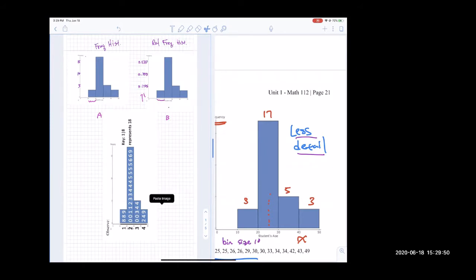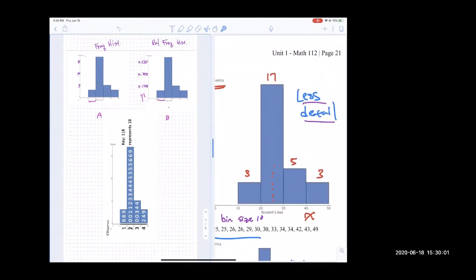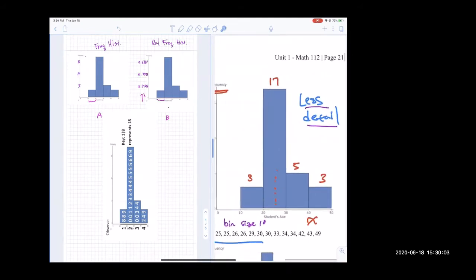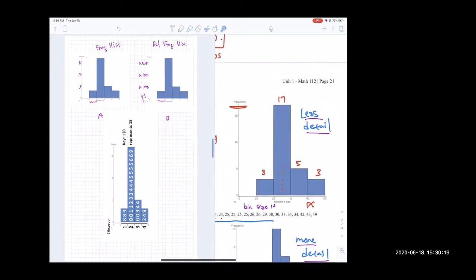What are the raw data? We have 18-year-old, 19-year-old, 20-year-old, 20-year-old, 21-year-old, okay? The histogram loses that raw data. You're like, I only know 3 people go into here, but I don't know exactly their ages unless I have the raw data. If I don't have the raw data, I don't know. It loses it, okay? So far, so good, okay?